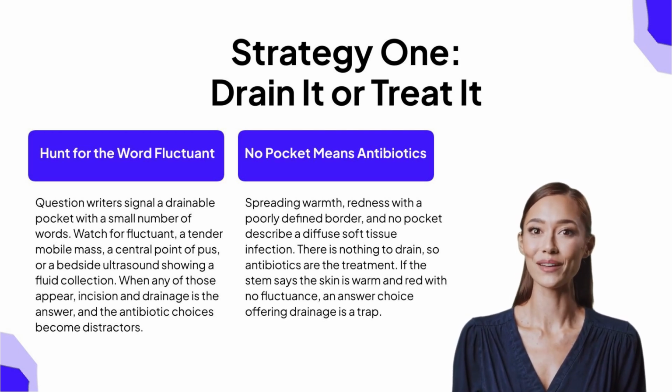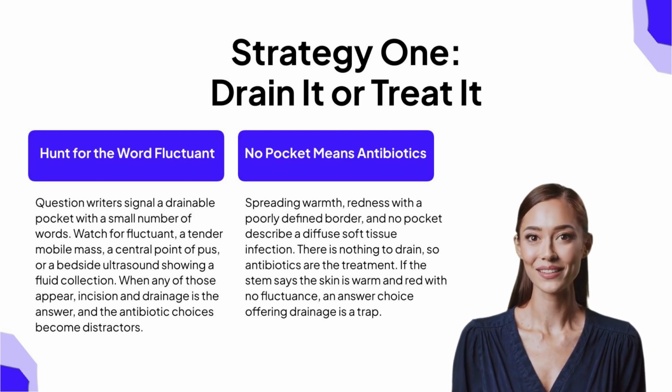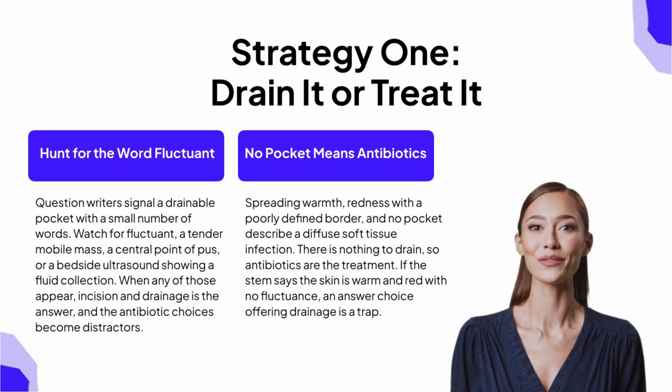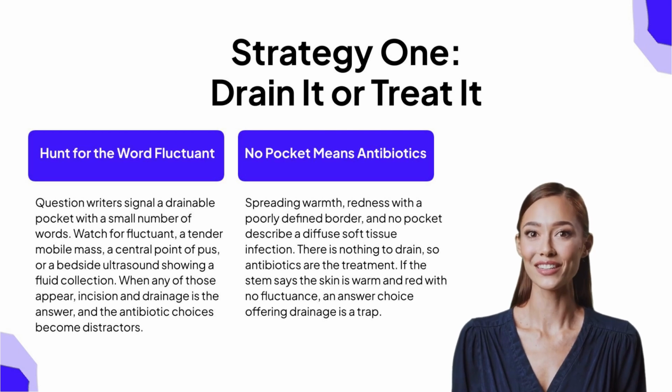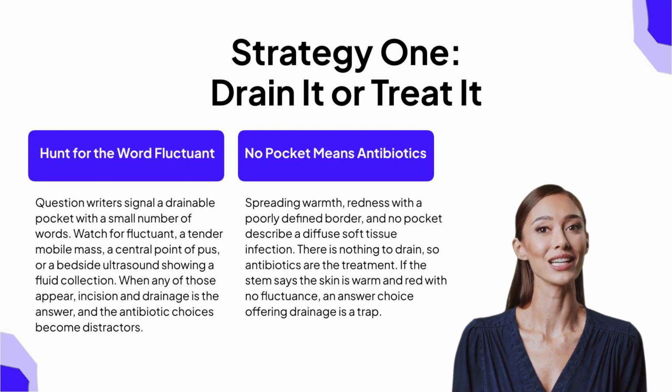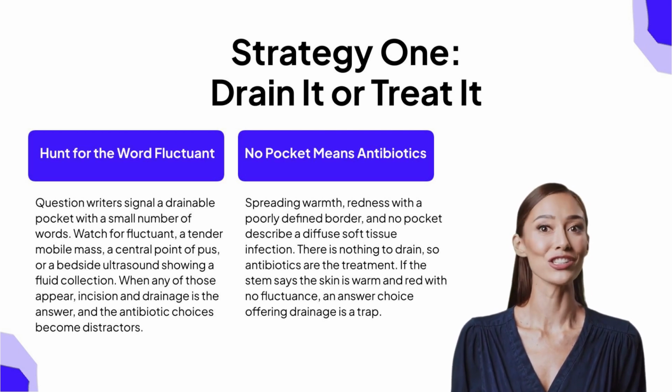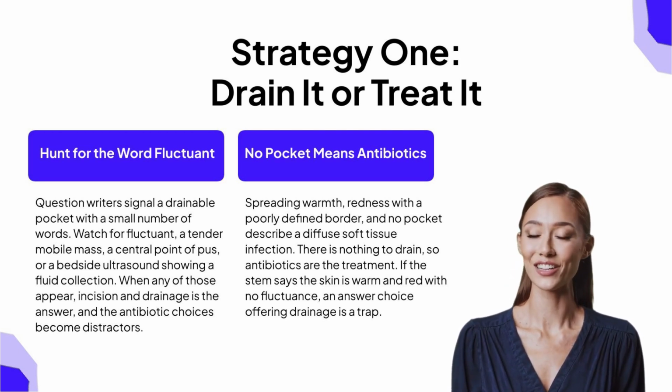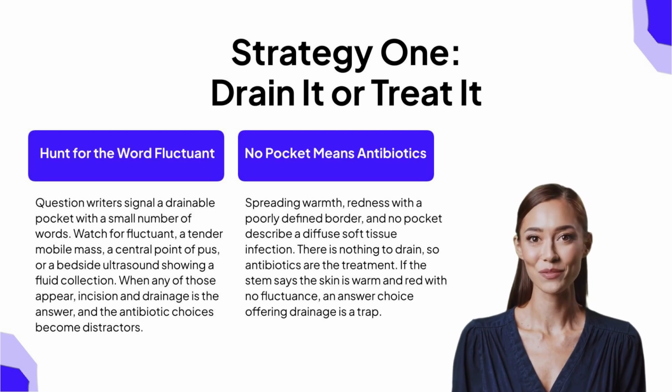Now flip it around. When the stem describes warmth and redness that is spreading, with a border you cannot clearly define, and says nothing about fluctuance, there is no pocket. There is nothing to drain. Antibiotics are the treatment. And in that setting, an answer choice offering drainage is a trap deliberately placed to catch you. So the first question you ask on every skin infection stem is not which bug. It is: is there a pocket?